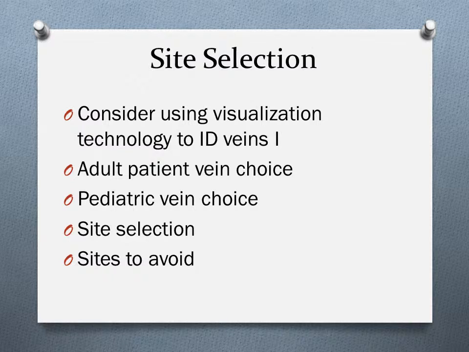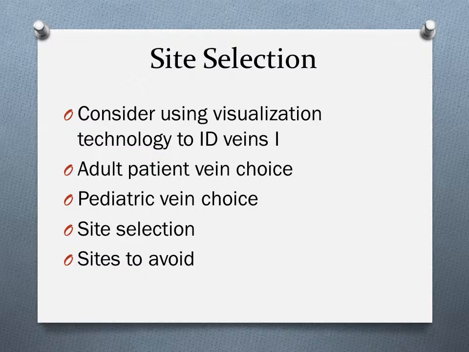For adult patients, veins that should be considered are those that are found on the dorsal and ventral surfaces of the upper extremity. You're looking at the metacarpal, the cephalic, the basilic, the median veins, but again, try to avoid the lateral surface of the wrist approximately 4 to 5 inches because of the potential risk for nerve damage.